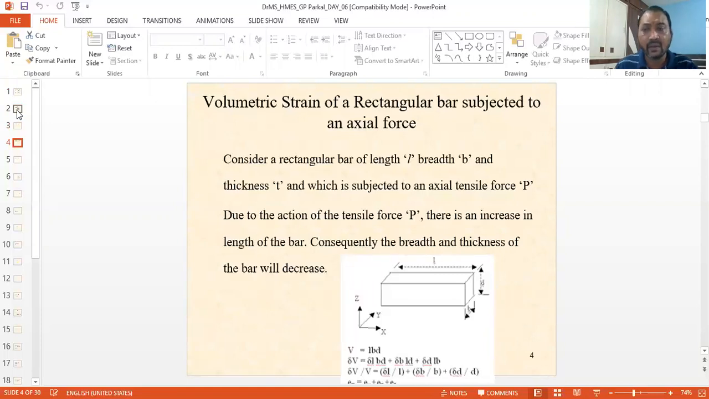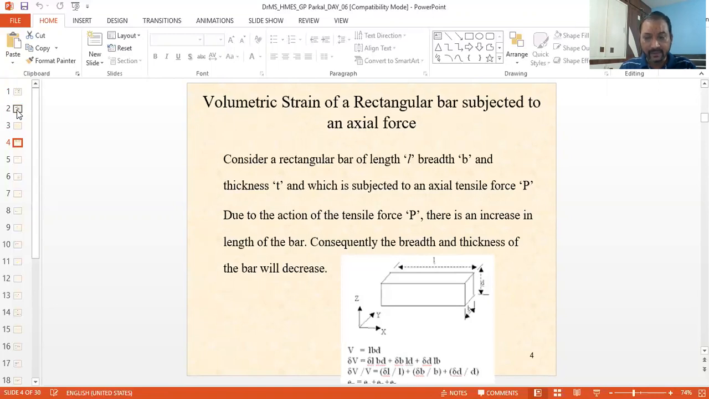Now, first of all, we'll see the volumetric strain of a rectangular bar subjected to an axial force. Here, in the figure, a rectangular bar is given. The bar is having a length L, width B, and thickness D or T. Here, it is subjected to an axial pull force, the tensile force of capital P newtons.